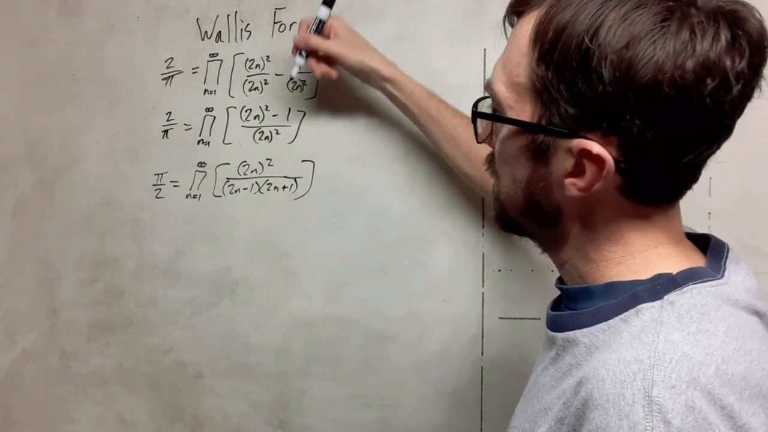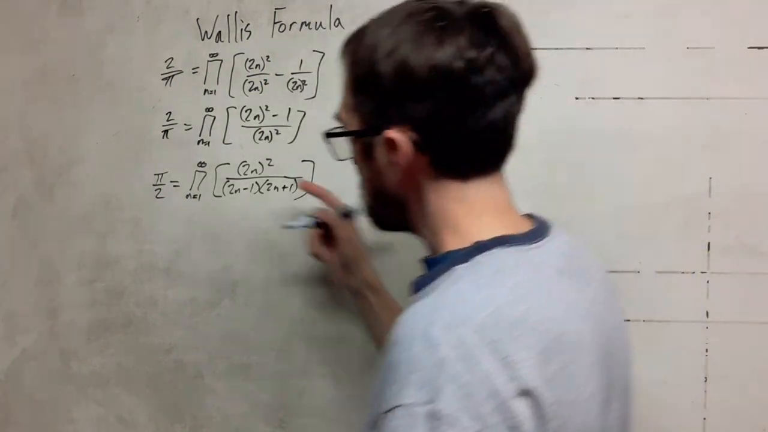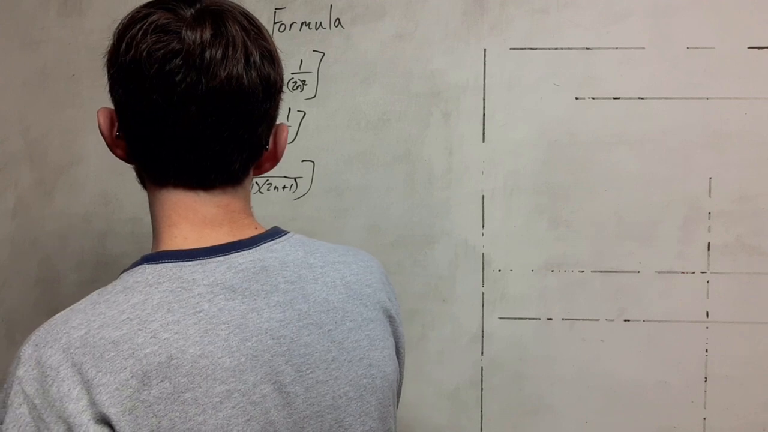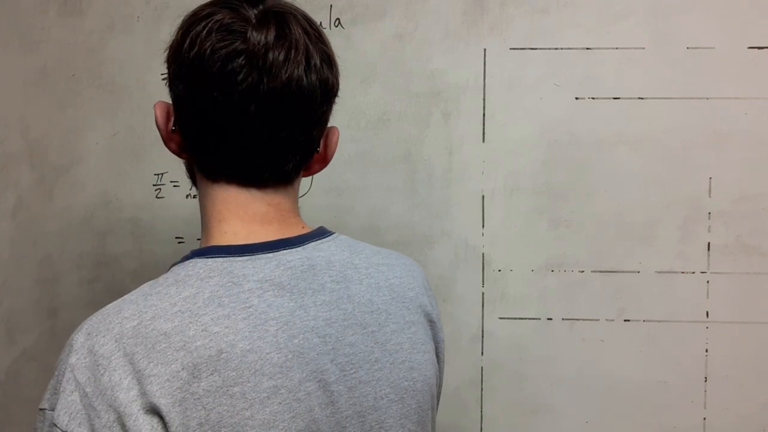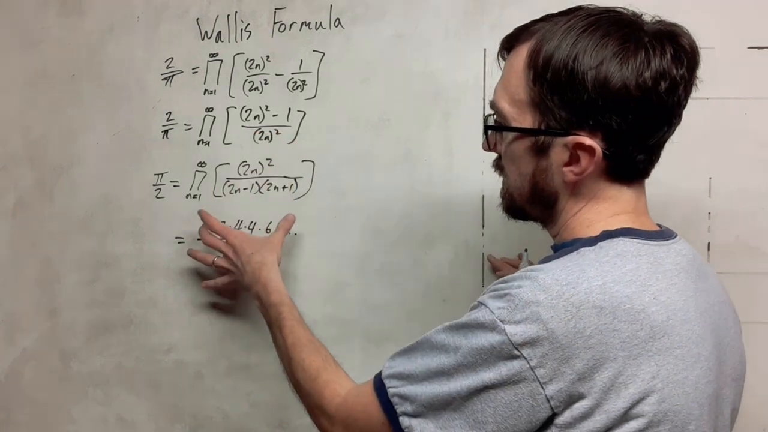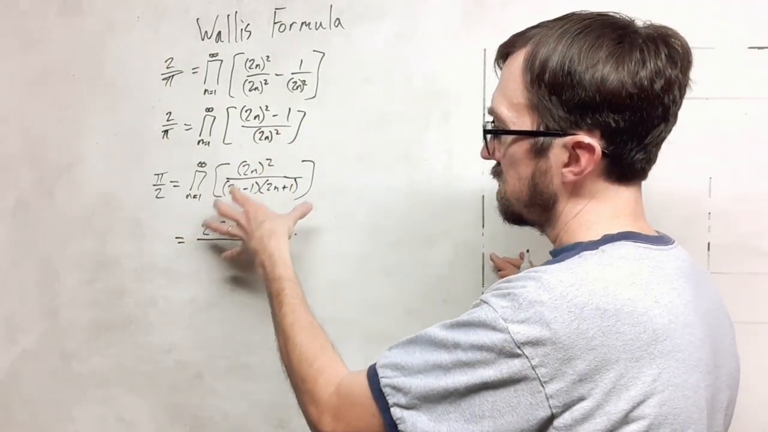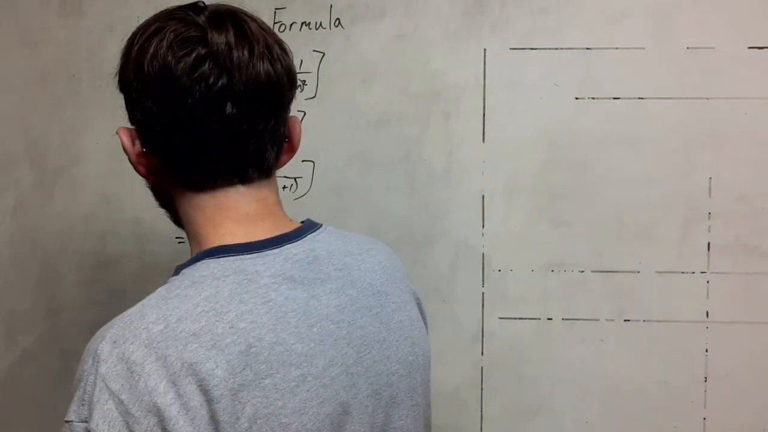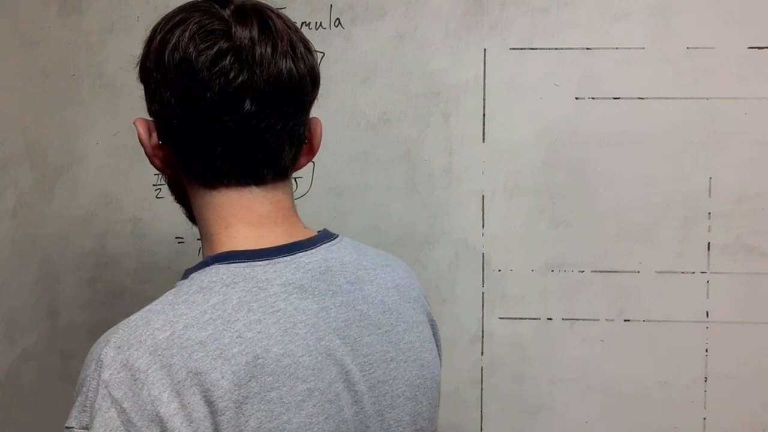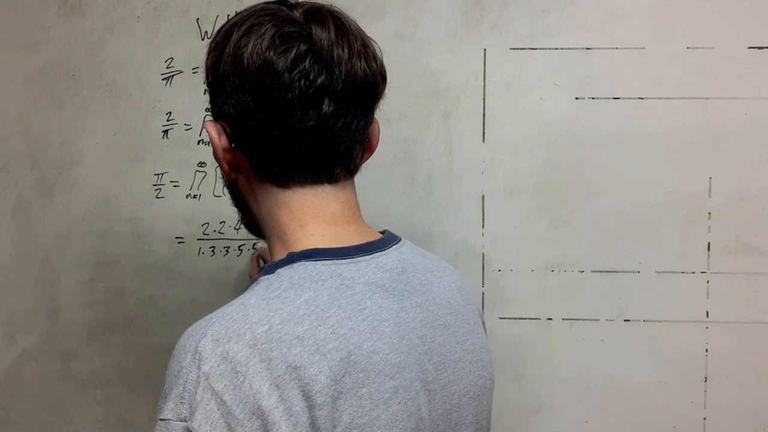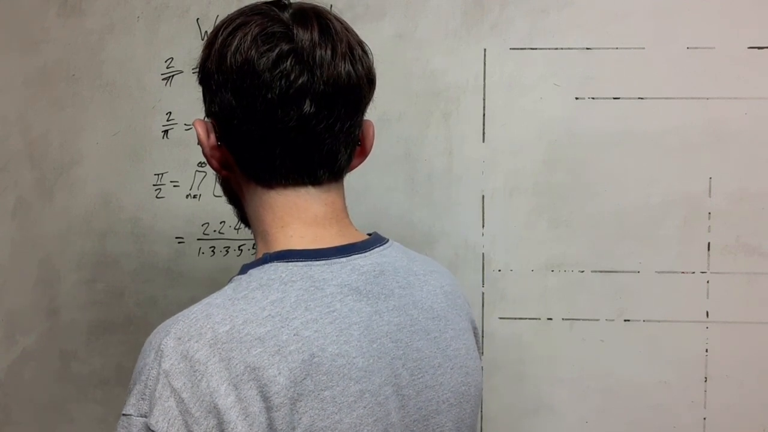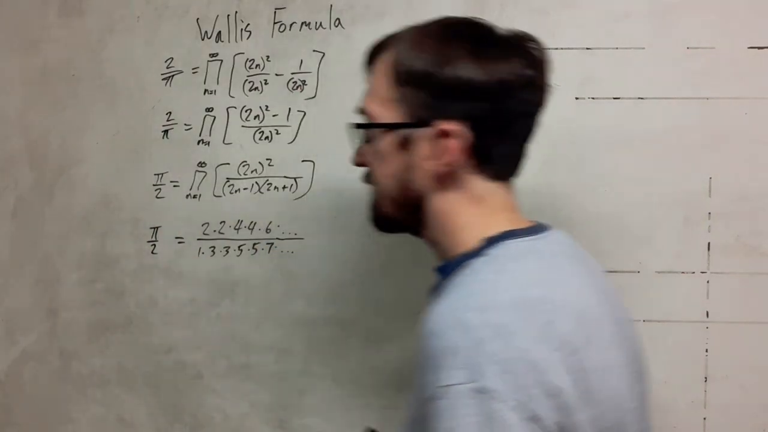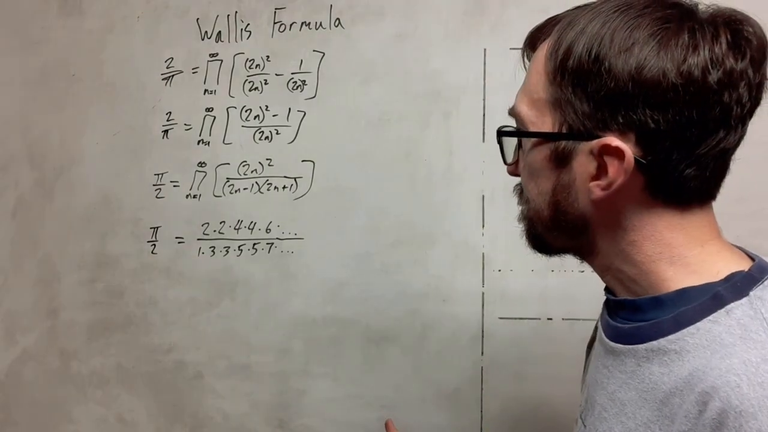And then we can start plugging values in for this. So I'm going to have in the numerator 2 times 2 times 4 times 4 times 6, and what we end up with is the even integers doubled up here in the numerator. And other than having 1 here, we have a similar pattern in the denominator. We get the odd integers showing up in doubles, and this is all pi halves. So this is Wallis's formula.